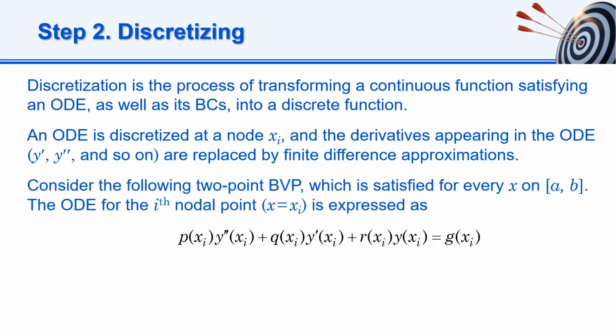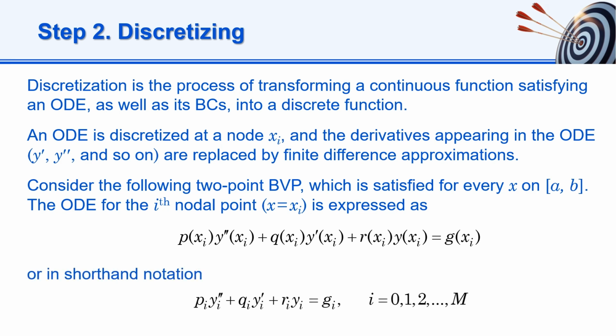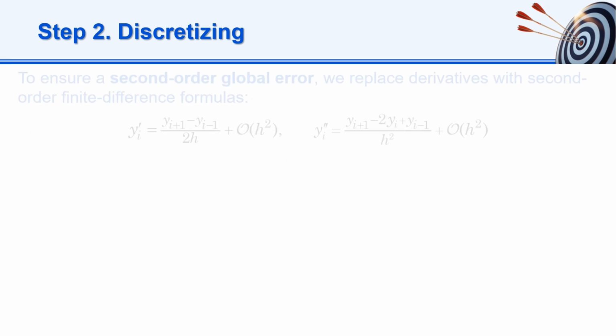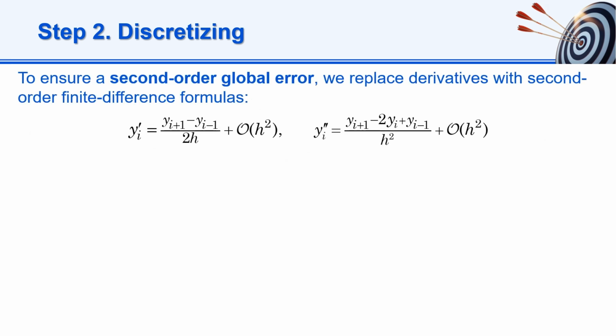Consider the following two-point boundary value problem, which is satisfied for every x from a to b. The ordinary differential equation for the ith nodal point, x equals x_i, is expressed as follows, or in shorthand notation. To ensure a second-order global error, we replace derivatives with second-order finite difference formulas.